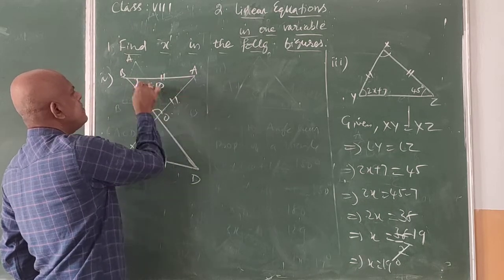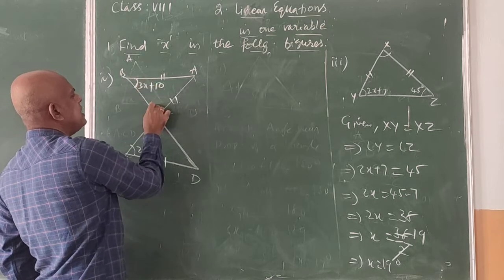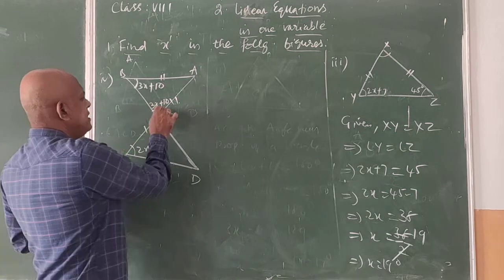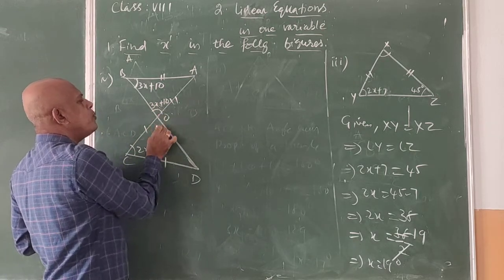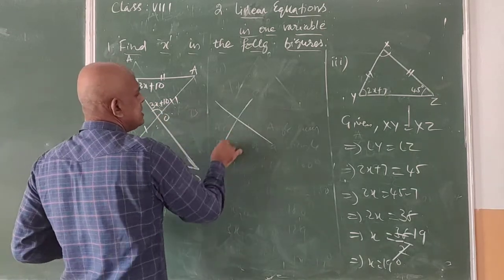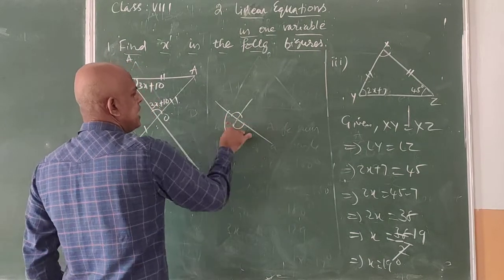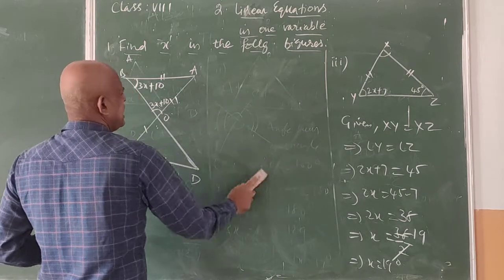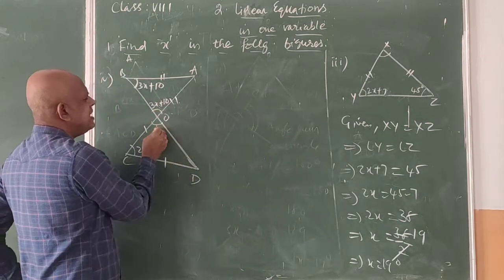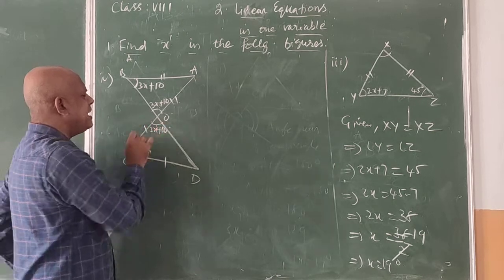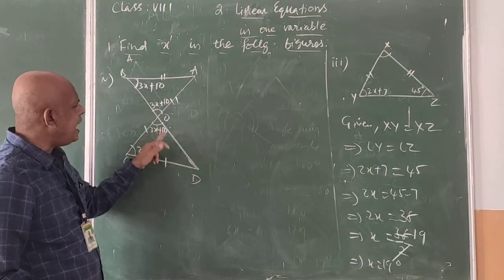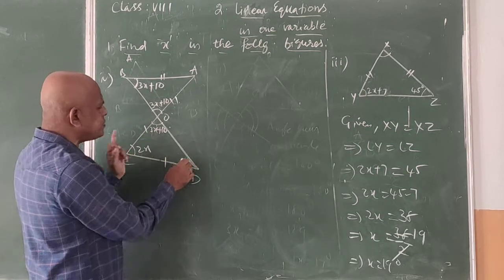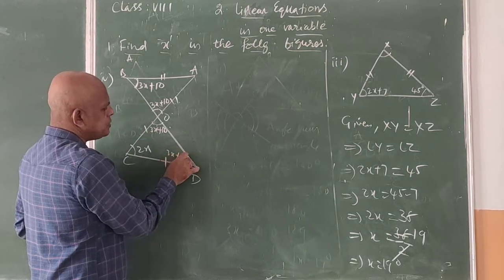When these two sides are equal, these two angles are equal. If this is 3x plus 10, this is also 3x plus 10. These two angles are vertically opposite angles, and vertically opposite angles are always equal. These both are vertically opposite angles, and these both are vertically opposite angles. Again, when these two sides are equal, the angles opposite to them are equal. This is 3x plus 10, and this is also 3x plus 10.